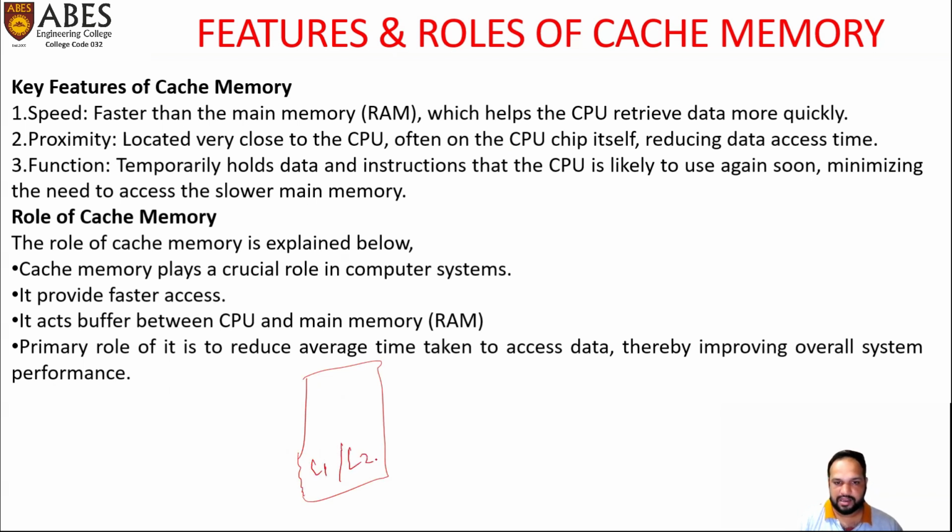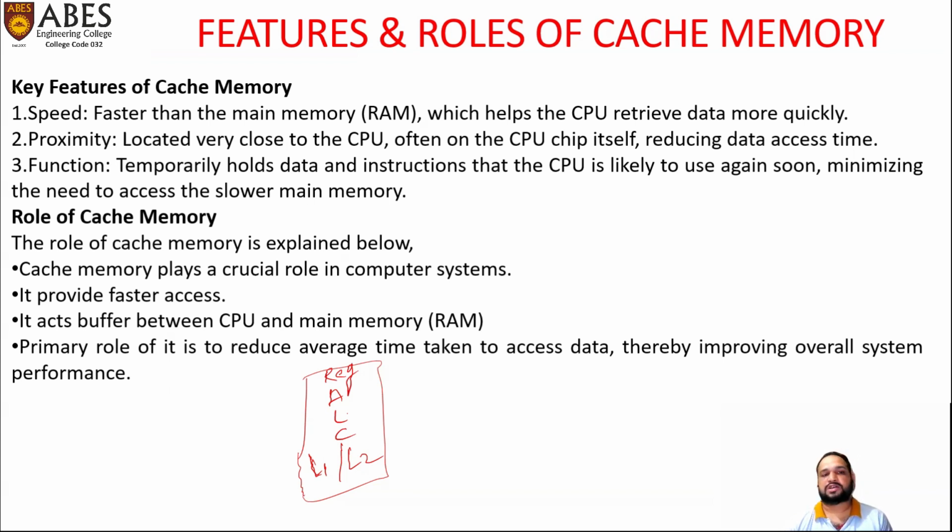L1 and L2. Registers, arithmetic unit, logic unit, control unit, and L1 or sometimes L2 too. Both are available inside the CPU or between the cores, and we'll discuss that a little later. And functions: it temporarily holds data and instructions that the CPU is likely to use again and again soon. So it minimizes the need to access the slower main memory.